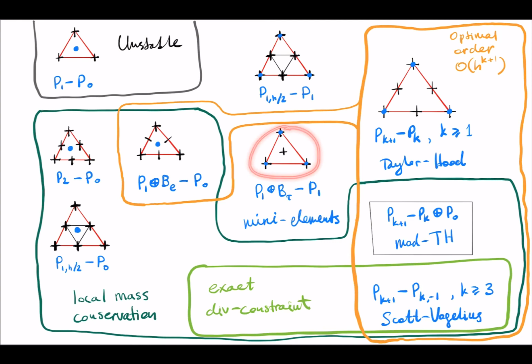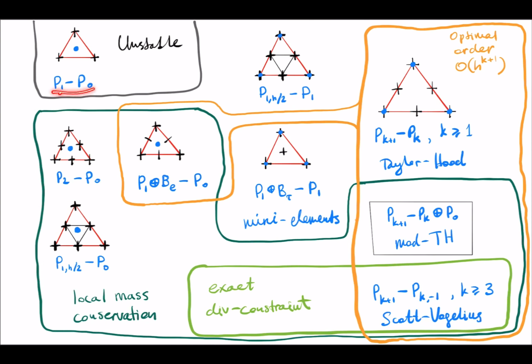Similarly to this mini element, we can also take P1 for pressure, and for the velocity space, we simply refine the mesh once and take the piecewise affine functions with respect to that refined mesh as the velocity space. So this will also be stable, but there is no local mass conservation, just as in this element here. Instead of taking P1 pressure here, we can also take piecewise constant pressure. If you do that, you will get local mass conservation.